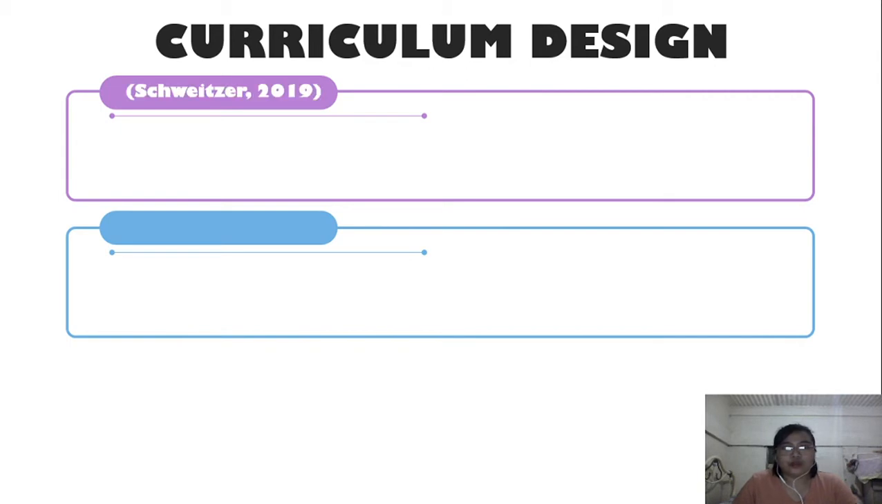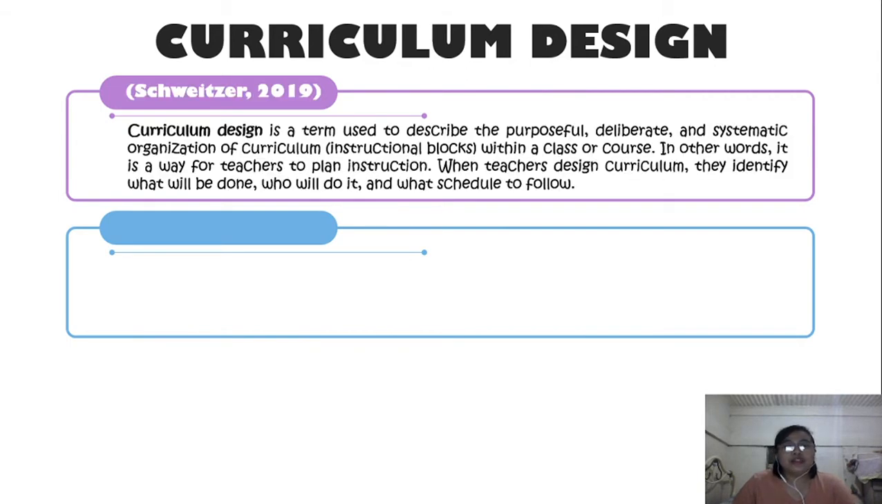So according to Switzer 2019, curriculum design is a term used to describe the purposeful, deliberate, and systematic organization of curriculum within a class or a course. So in other words, it is a way for teachers to plan instruction. When teachers design curriculum, they identify what will be done, who will do it, and what schedule to follow. So according to Switzer, curriculum design is a term that gives meaning and direction to the elements of curriculum.